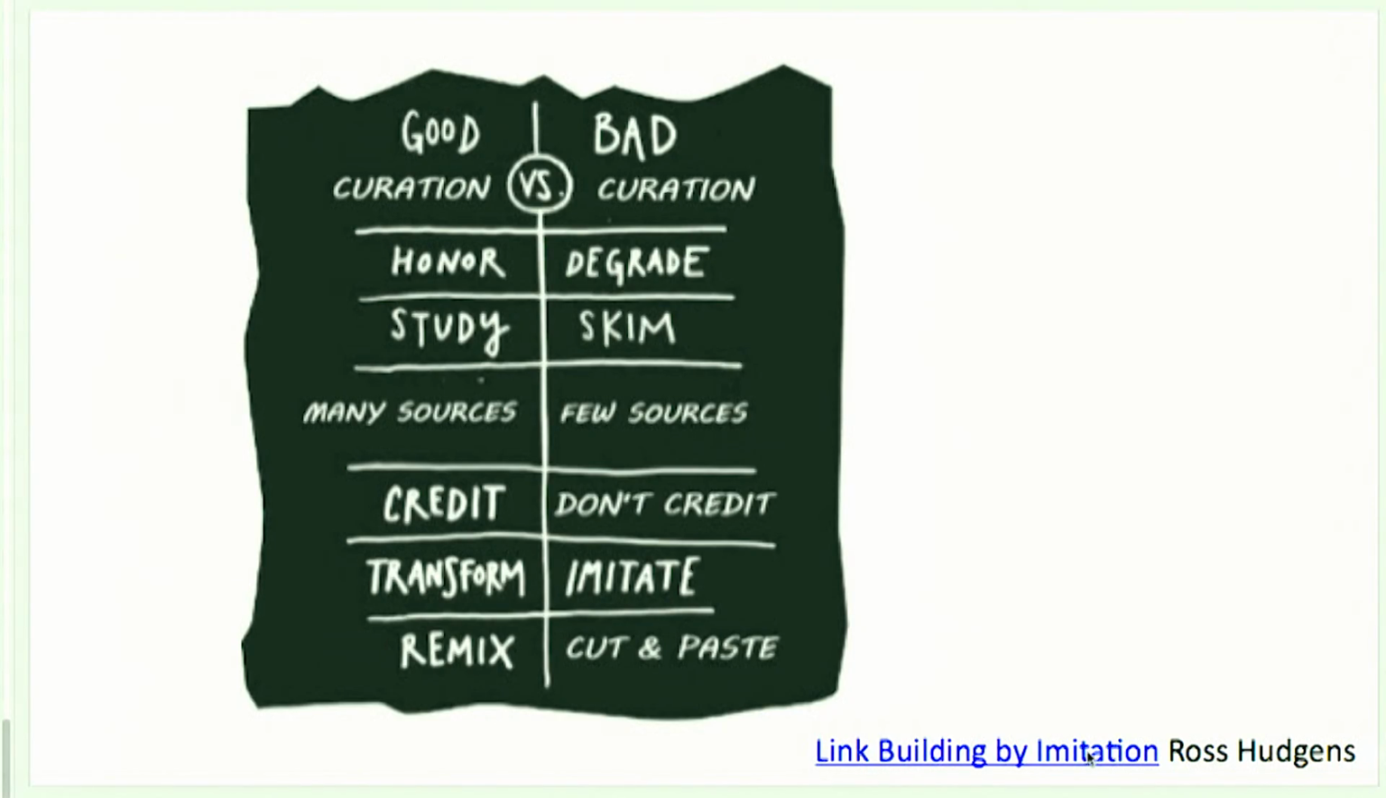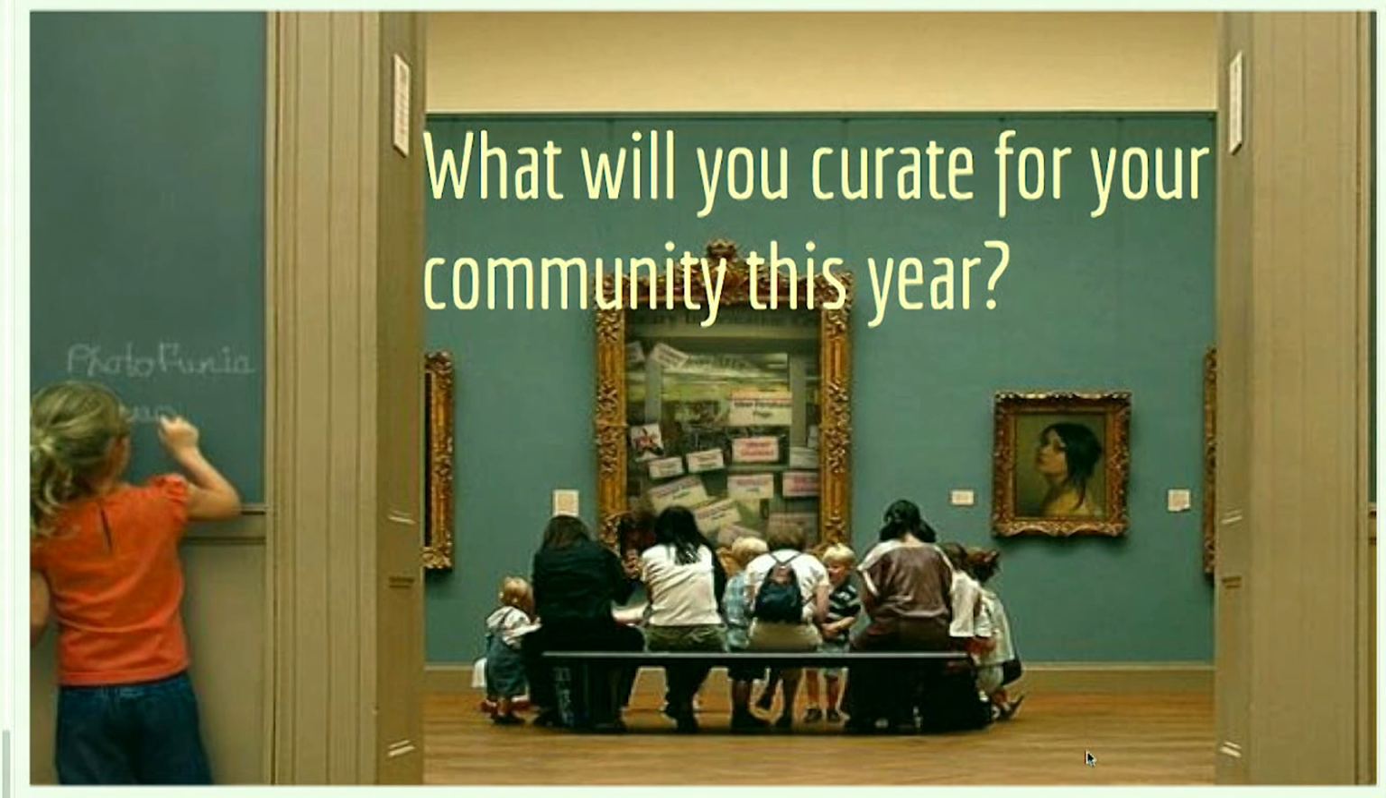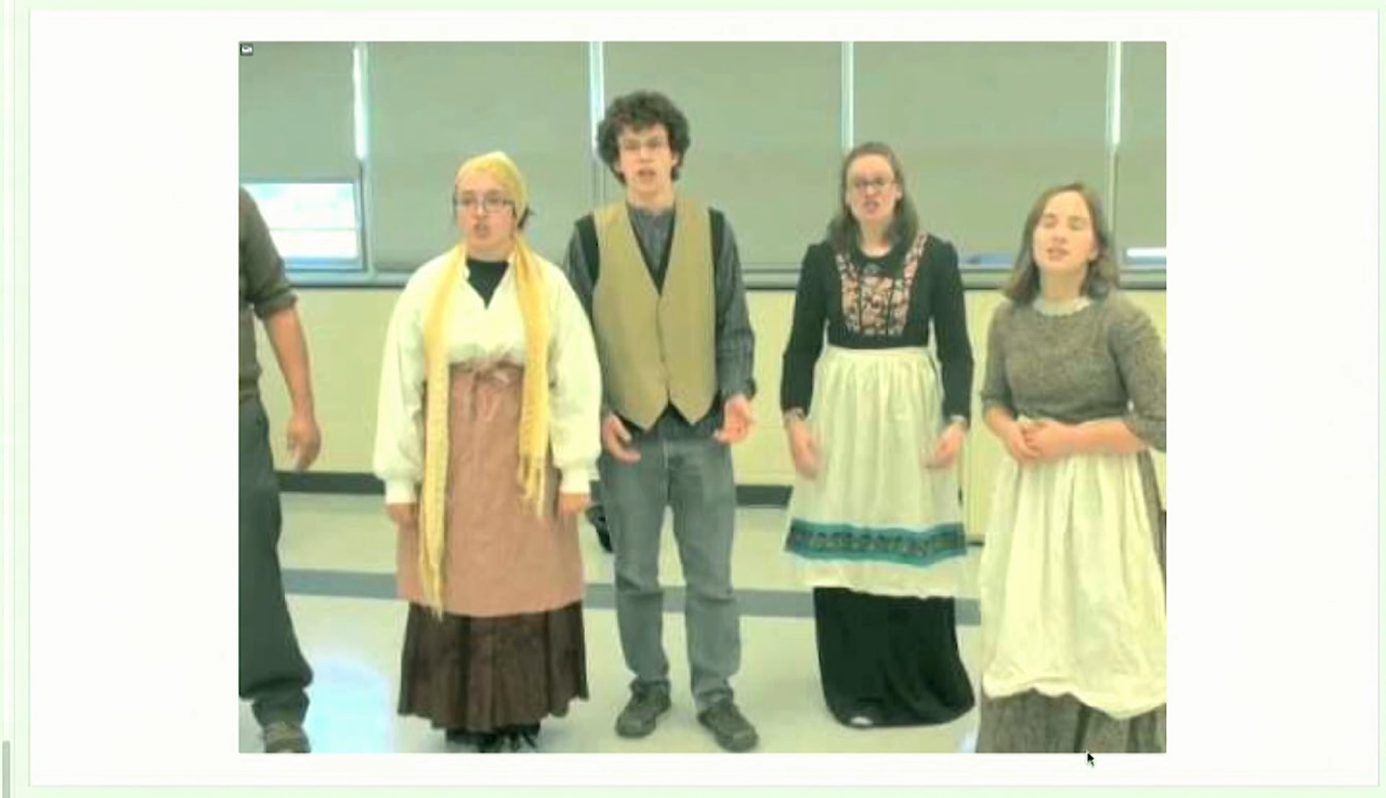Ross Hudgens put together this good versus bad curation model. It's not just a cut and paste activity. We need to transform, we need to credit, we need to go to many sources, we need to honor. So I hope that I've inspired you in some way, I'm ending early, to create, make meaning, solve problems for your community. This is a little book, it's available free, that I interviewed curators all over the place, including my hero, Robin Good. And I'll play you the finale, if that's okay.